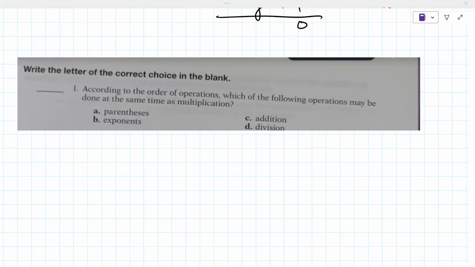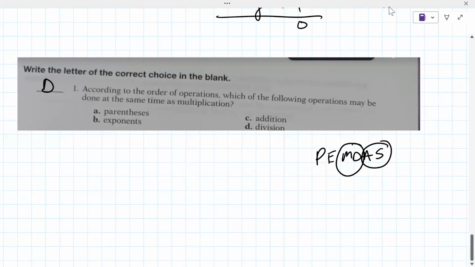Operations which may be done at the same time. Maybe addition? I'm not feeling too confident about that. Addition and subtraction can be done together, and multiplication and division can be done together. All right, okay. That makes more sense.